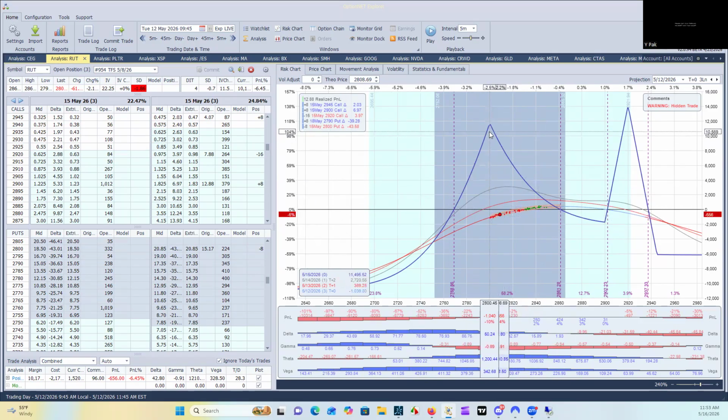So conservative, just get out. If it hits your short strike or goes a little bit past it, I would say a little bit past it. It's my new rule. If I'm going to be conservative, I'm just going to take the loss.